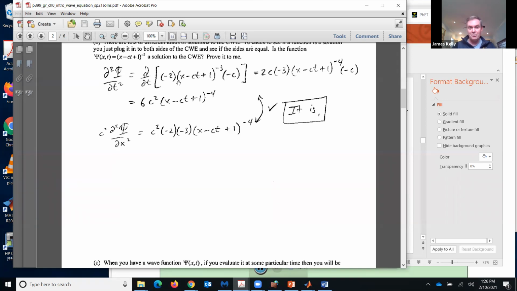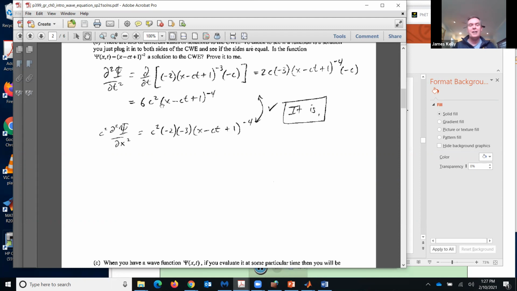I bring down the -2 and I get that thing to the -3. And then I take the derivative of this with respect to time and I pull out a -c from the chain rule. That's one time derivative. I've still got to do the second time derivative, so I do it again. The -3 power turns to a -4.